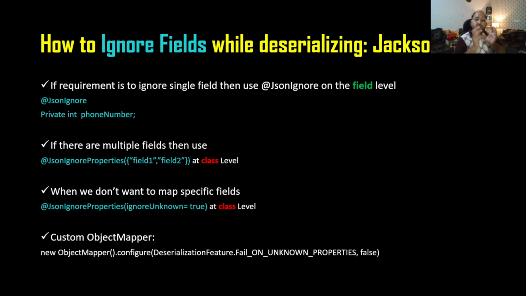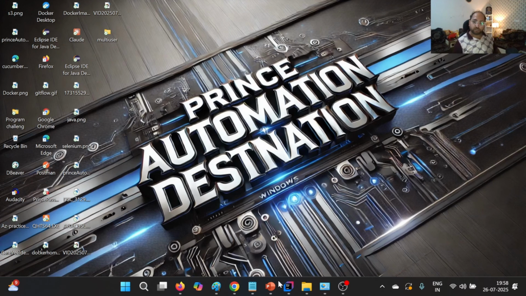What if there is another requirement? Suppose in JSON there are 50 fields, but we are interested in only 25 fields. For that purpose, we can define this annotation and provide ignoreUnknown equal to true, and whatever fields we need in the class, only those we define. So this is how we can use it. This is at class level. In case we want to define it at global level, then we can configure it at the object mapper utility level.